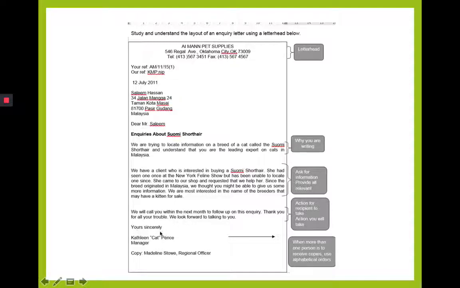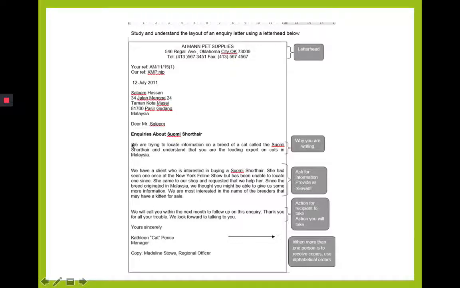And then yours sincerely, if you have the name here, you will use yours sincerely. If you do not know who's going to read it, you will have yours faithfully here, okay? And then your signature and any attachment.